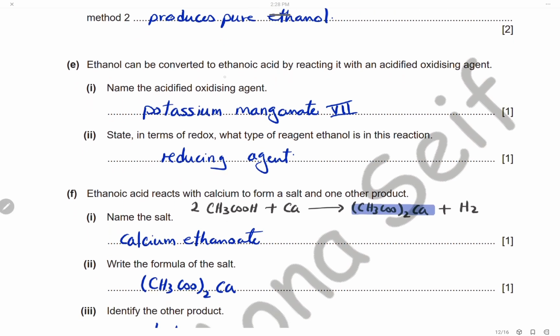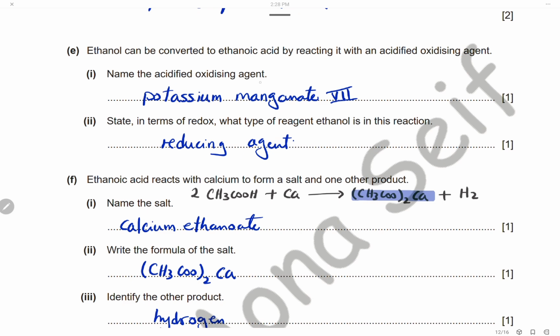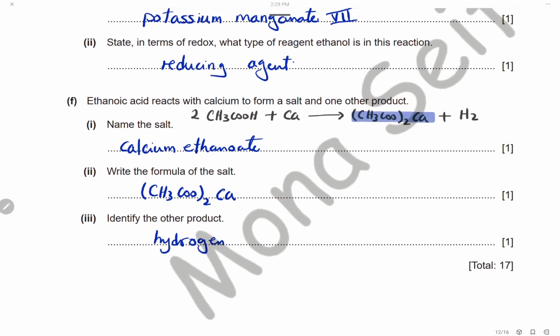E. Ethanol can be converted into ethanoic acid by reacting it with an acidified oxidizing agent. Name the acidified oxidizing agent. It is potassium manganate. State in the term redox what type of reagent ethanol is, and of course ethanol will be the reducing agent because potassium manganate is the oxidizing agent.